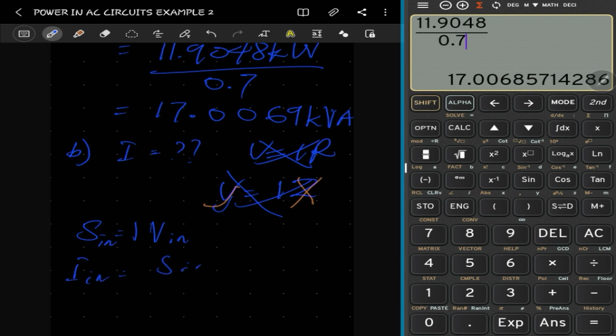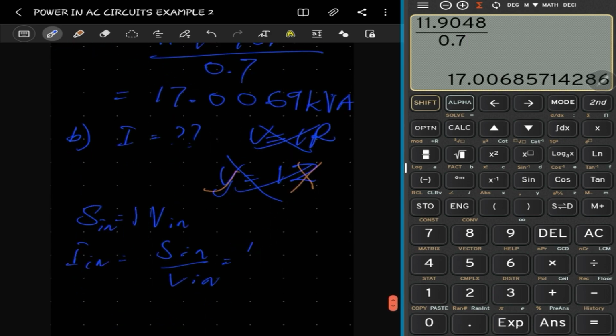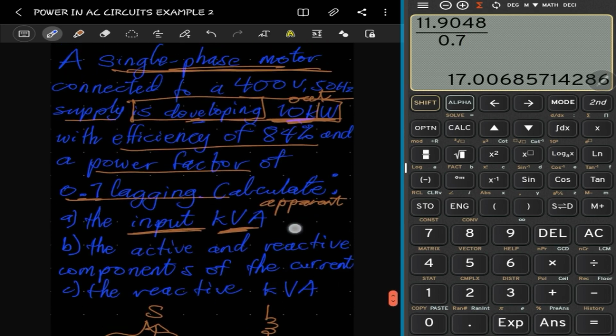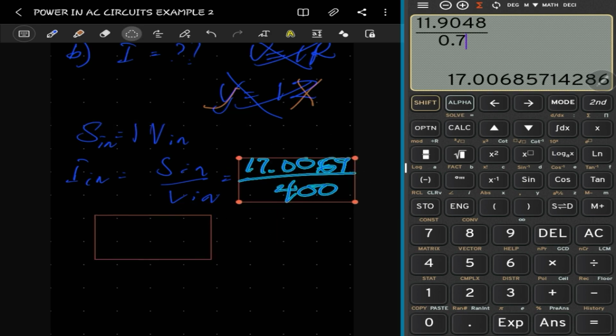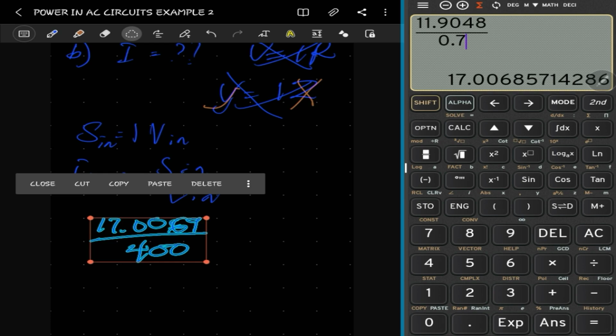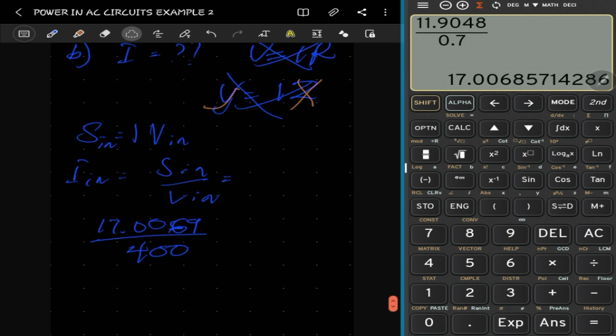That will be S input over V input, right? And S input is 17.0069 kilovolt amperes. And then the input voltage, I think, was 400. Let's see what we have for that. For the unit, very important, let's even put everything there so we don't get confused with that.